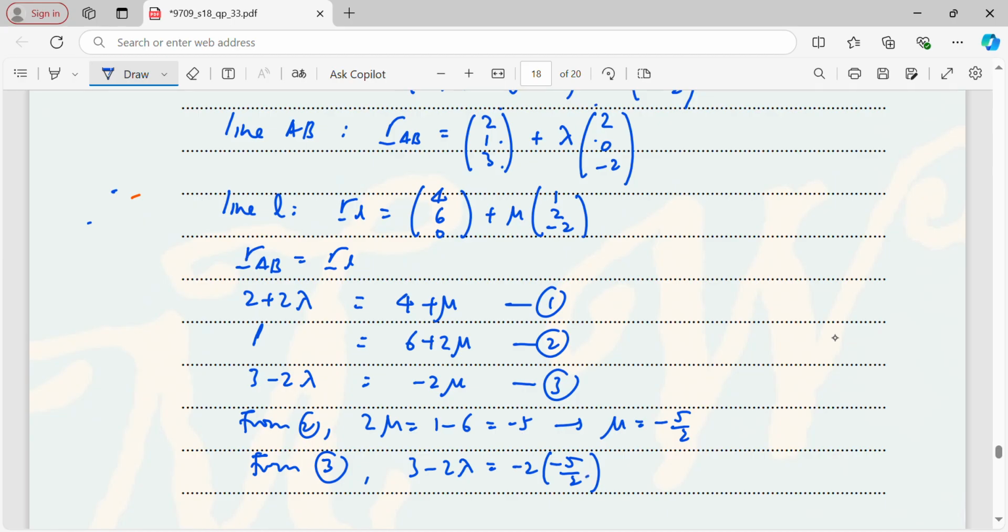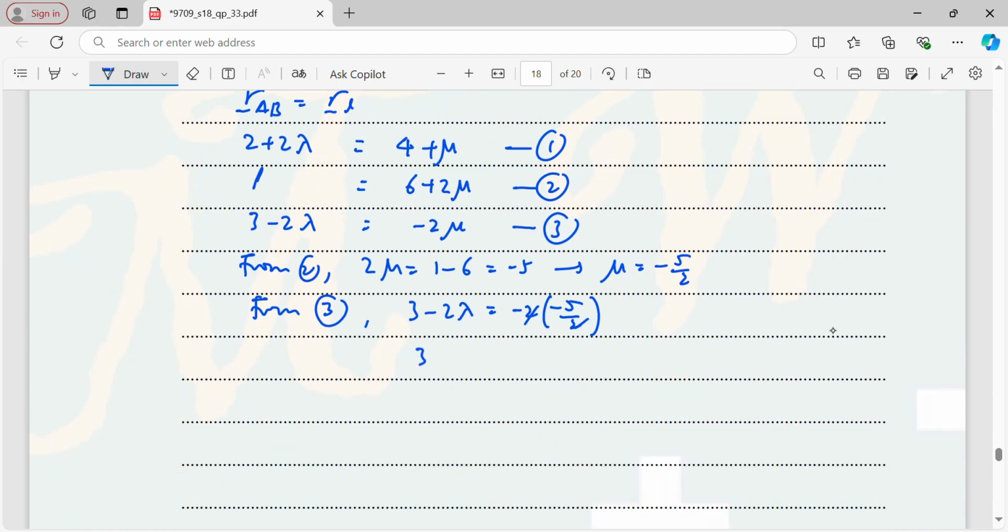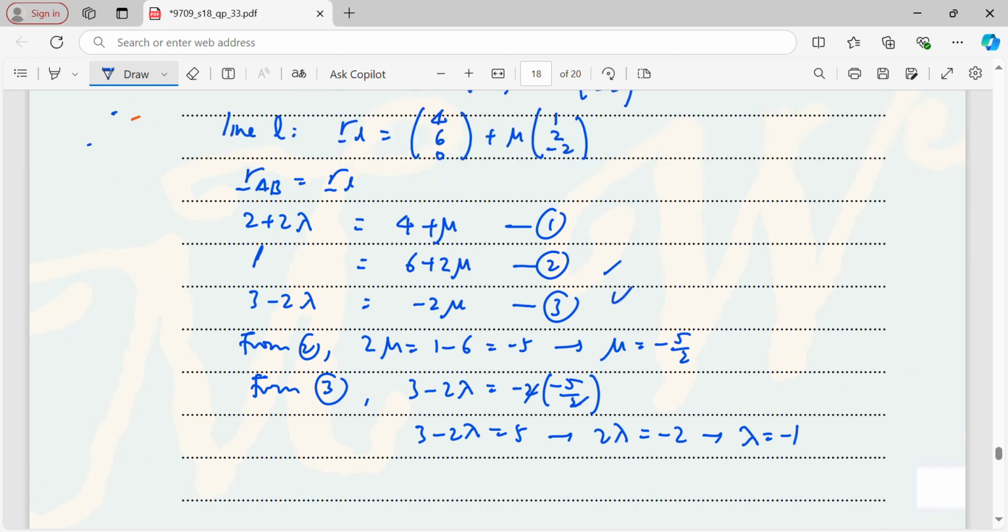So I will get 3 minus 2 lambda equals to minus 2 mu. Then here, cancel off. You will get plus 5 on the right side. So 3 minus 2 lambda is 5. Therefore, 2 lambda equals to 3 minus 5. That is minus 2. Then you are getting lambda is minus 1. I get these 2 values from second and third equations. That means now I have to substitute back into the first equation for checking.